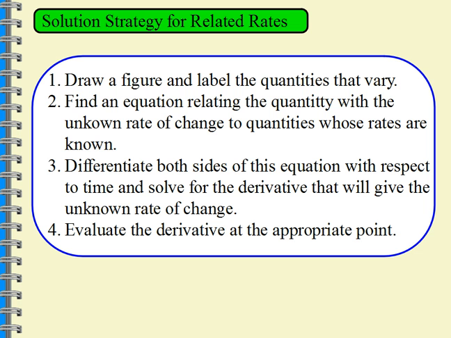And then you're going to find an equation that relates the quantity with the unknown rate of change to the quantities whose rates are known. So we need some type of equation that relates all of our known and unknown quantities. And then we're going to differentiate both sides of the equation with respect to time, because these are related rates. All of them are going to have some time component in them, and that'll give us the unknown rate of change somewhere. We're going to typically differentiate implicitly, so the rate of change might not pop out and give us an explicit equation, but we can use our algebra skills to find that explicit equation and then evaluate the derivative at the appropriate point. So let's look at an example using this 4-step strategy.